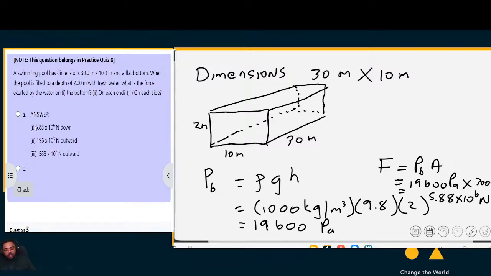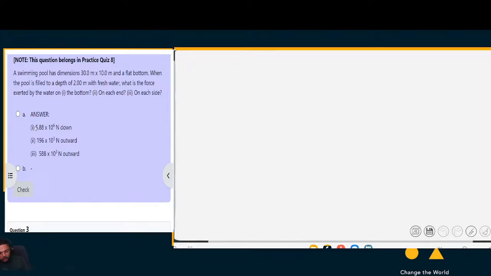Now, you do the exact same thing for the sides. This is for number one, the bottom, this is A. Let's work on the sides. I don't want to erase that, so I will redraw my drawing. It's slower, but easier.